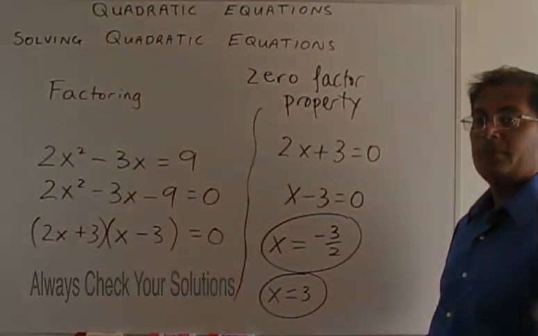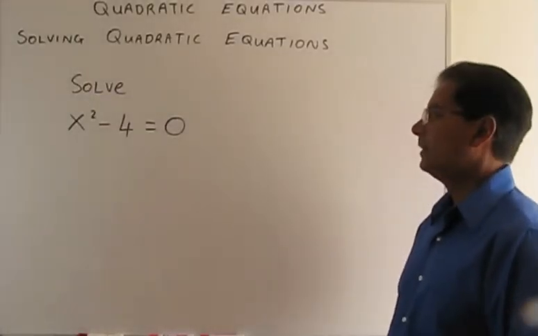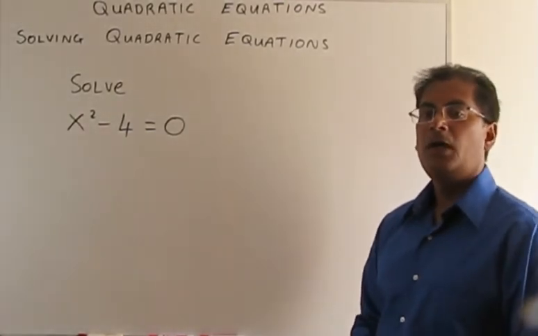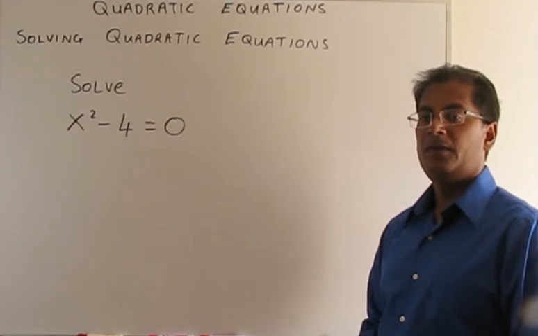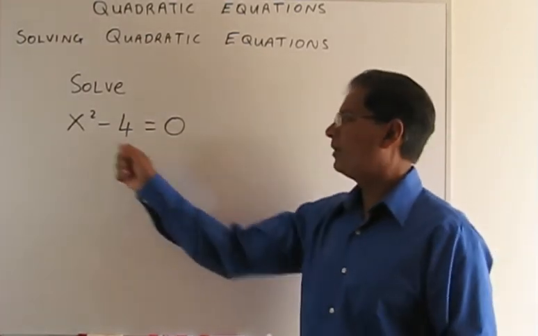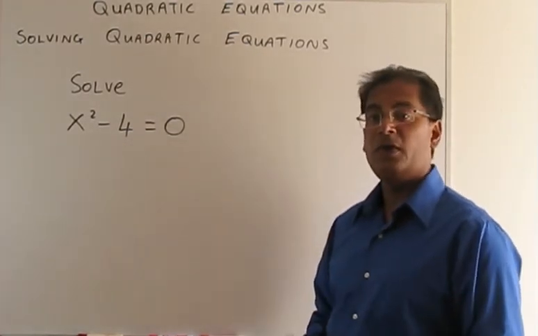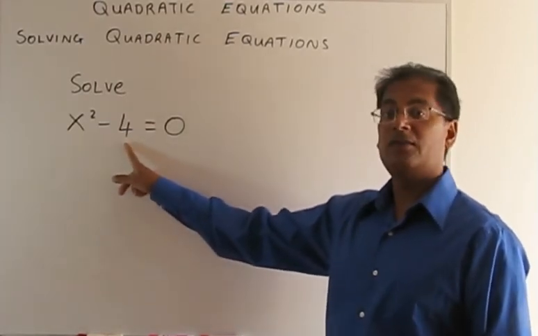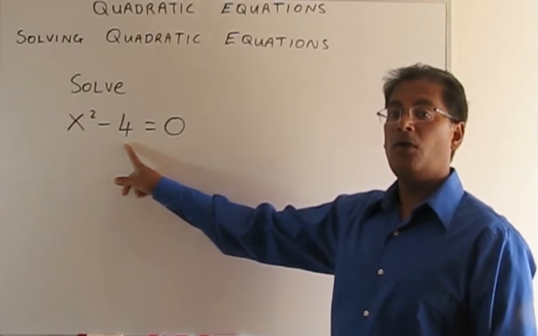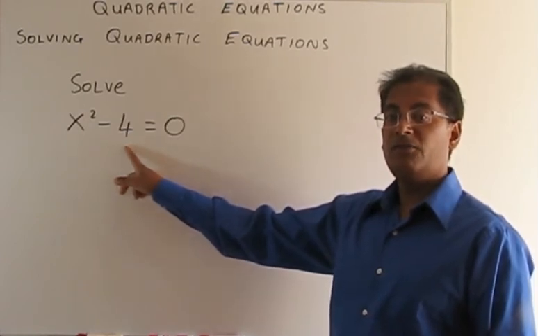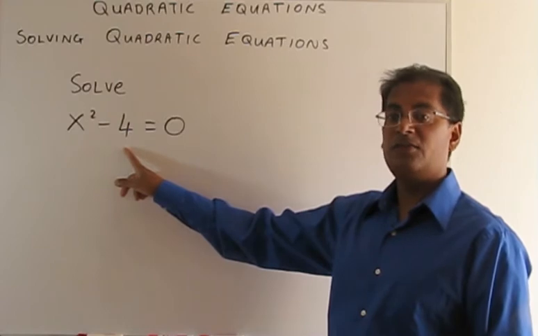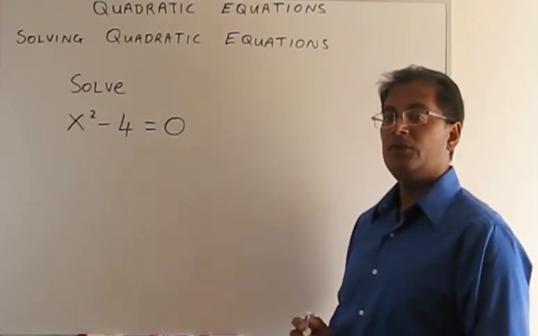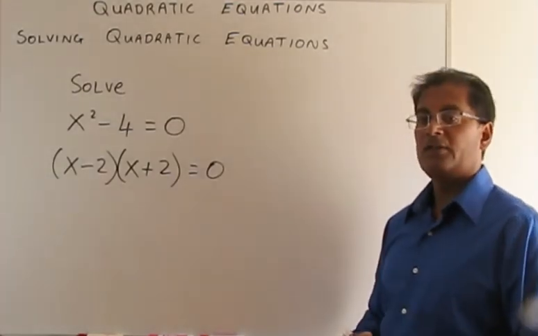Let's take another example. Here we have a quadratic equation, x squared minus 4 equals 0. Now we're going to solve this by factoring. So you may recognize that x squared minus 4 is a difference of two squares. We have x squared and we subtract 2 squared because 4 is actually 2 squared. And you may recall that when you factor the difference of two squares, it factors into a sum and a difference. In other words, x squared minus 4 will factor into (x minus 2) times (x plus 2).